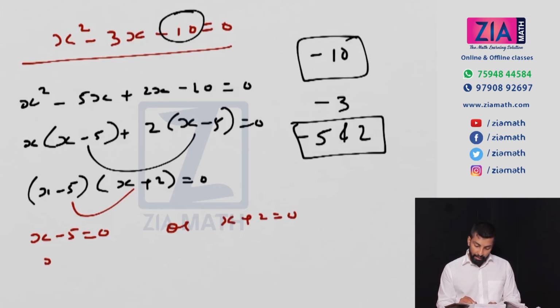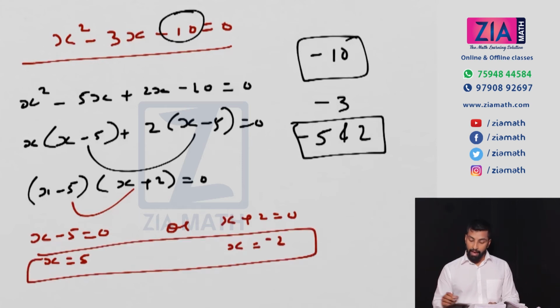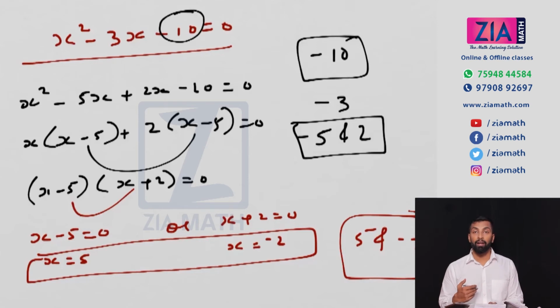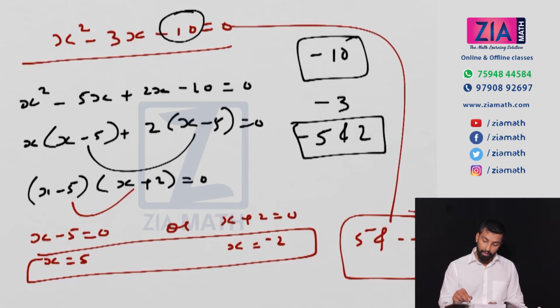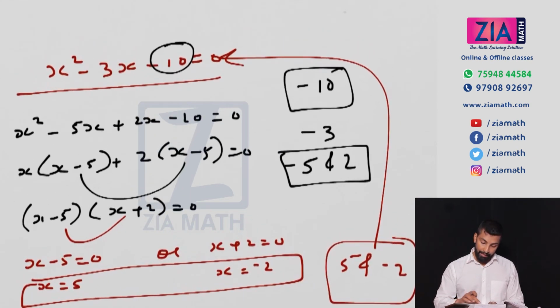X minus 5 equal to 0 means x is equal to 5. X plus 2 equal to 0 means x is equal to minus 2. So these are the two solutions. X is equal to 5 and minus 2 are the solutions or the roots of the given quadratic equation. That means if you substitute these two values here, you will get 0. If you want, you can check that.